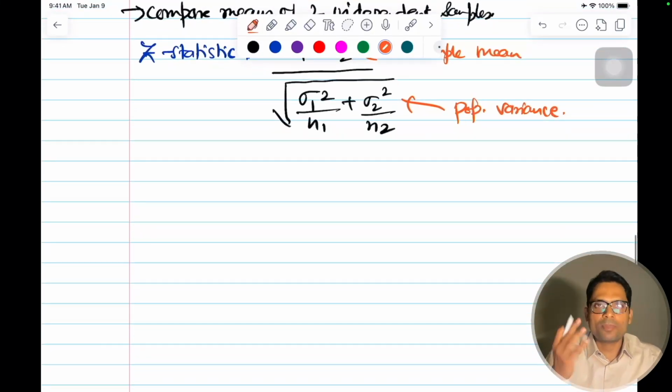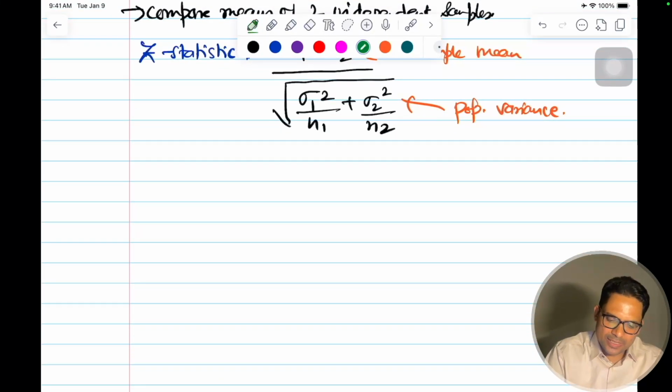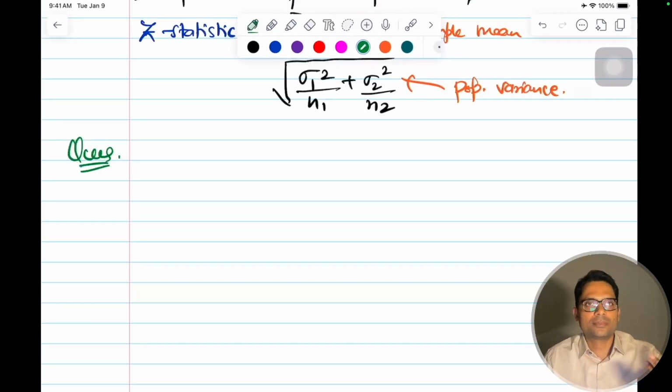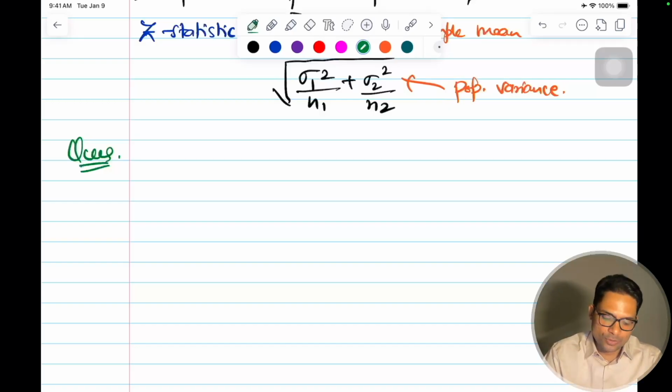Now let's do a quick problem to understand. This z-test is very simple. The only tricky part is that many people don't understand how to check the z-score table. I'll show you that quickly, but let's do a problem now.